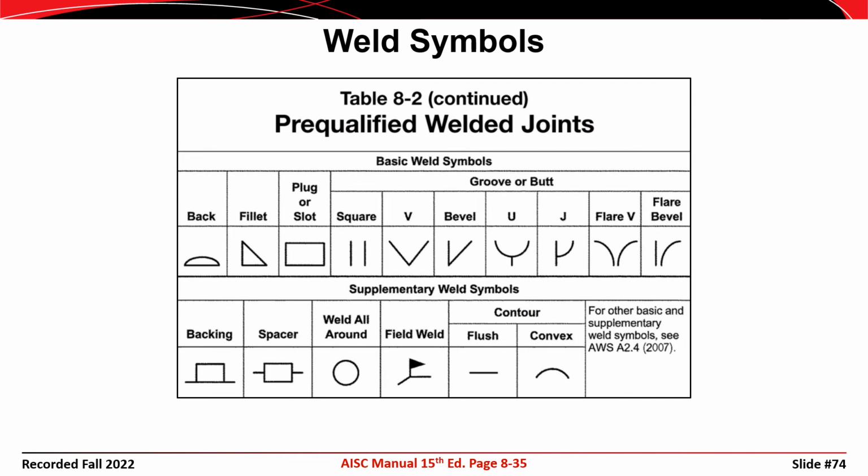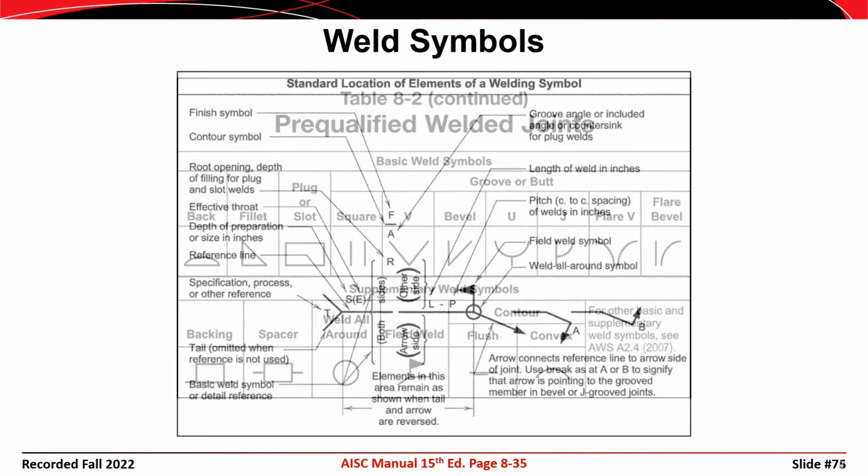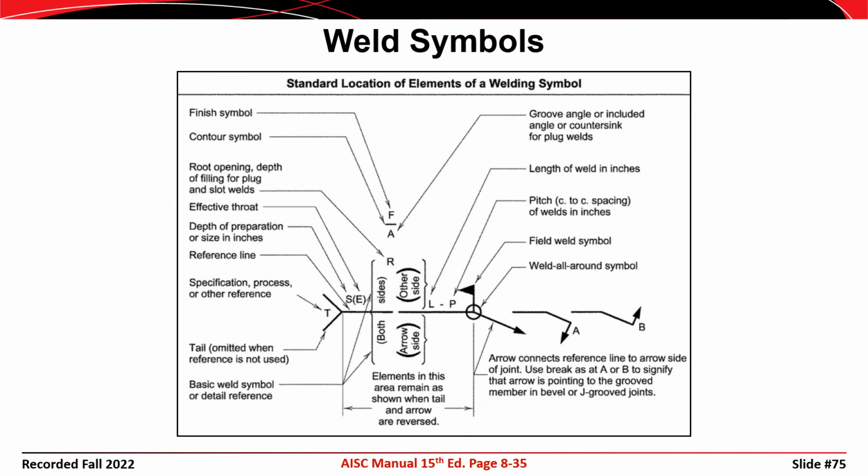And then if you go to Chapter 8 of the AISC manual, you can see a more exhaustive table of weld symbols. So we have plug or slot welds, fillet welds, square welds, bevels, U, J, flare V, etc. So this is all available for you guys to peruse. And then further down in that table, it gives even more details of the arrow line, the reference line, and the tail of the weld symbols.